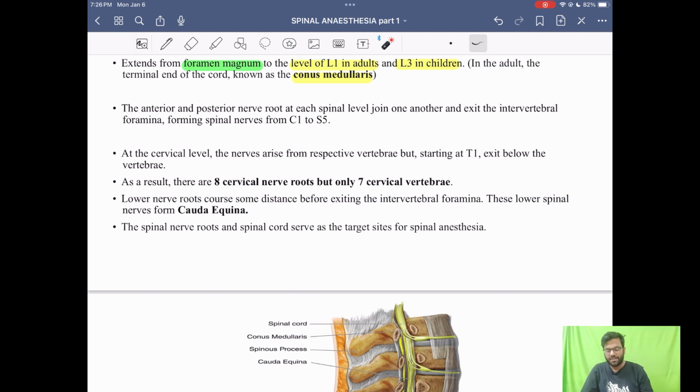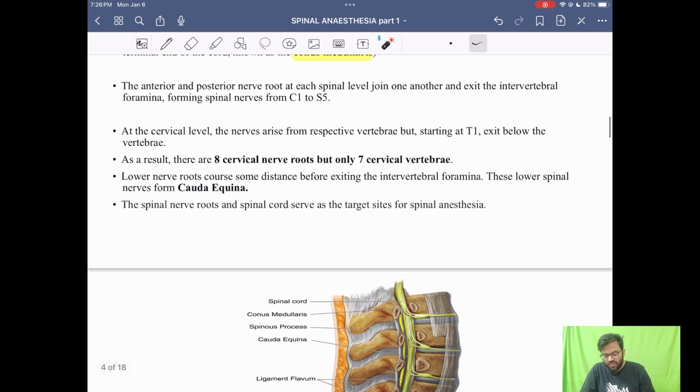The lower nerve roots travel a distance before exiting the intervertebral foramina. They don't just exit from the same vertebral level. These lower spinal nerves start looking like a horse's tail, which is called the cauda equina. Why is all this important? Because the spinal nerve roots and spinal cord are the target sites for spinal anesthesia.